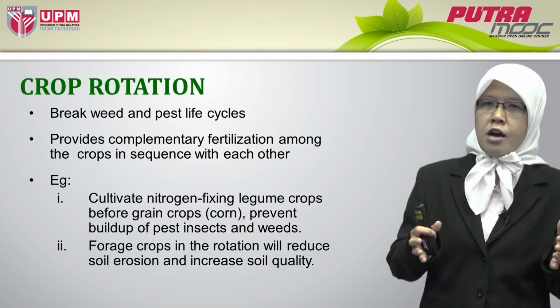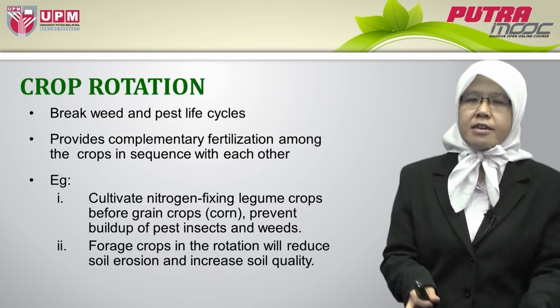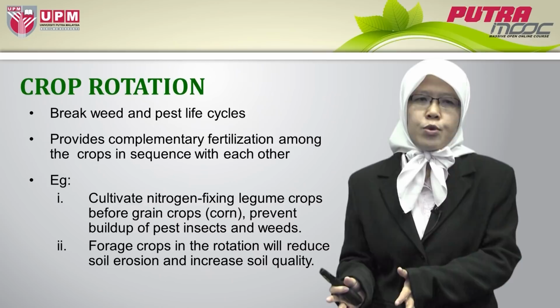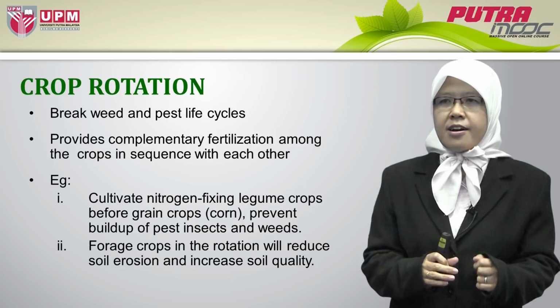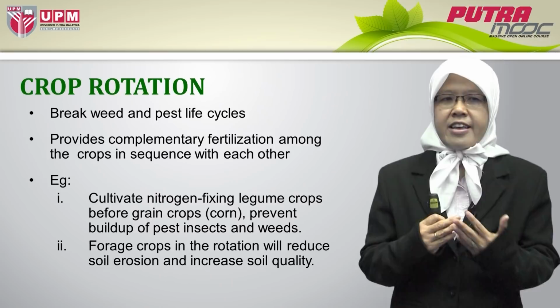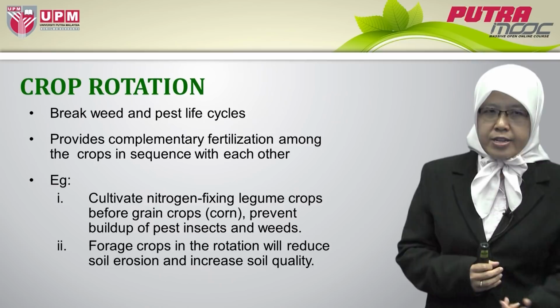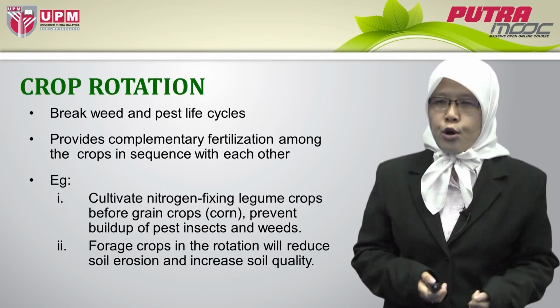This is because if you plant corn in the first season and the next season, in the same area, you plant legume crops, the insects for the corn and the legume crops are basically different types. Therefore, the insects don't have time to build up a high population in the area. These crop rotation activities can also reduce soil erosion and increase soil quality.